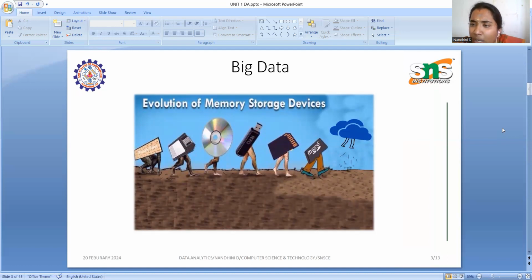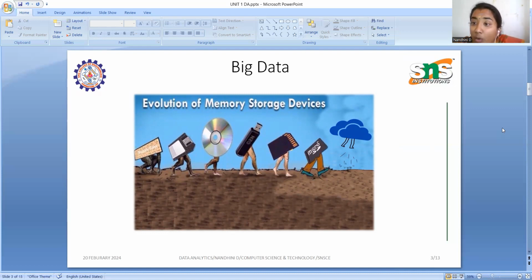In big data, we are now going to see how the evolution of big data has been from olden days till now. First evolution is in the form of magnetic drums. After that we used tapes. After that we used hard disk. After that we used multimedia flashes. At last, now we are using cloud storage devices.